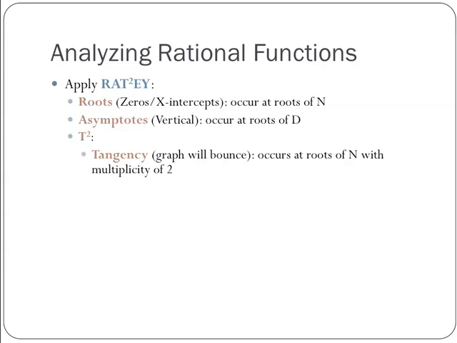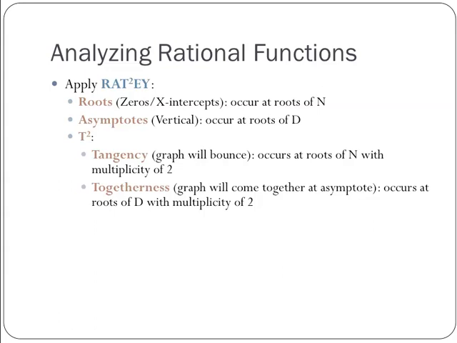The second T stands for togetherness. Now, togetherness refers to where the graph comes together at a vertical asymptote. Now this occurs at roots of the denominator that have a multiplicity of 2. Now remember that anywhere that you have a root in the denominator, all right, so if there's something in the denominator that makes the denominator equal 0, we already know there's a vertical asymptote there. And so what the multiplicity of 2 tells us is that from either side of that asymptote, the graph is going to go in the same direction.